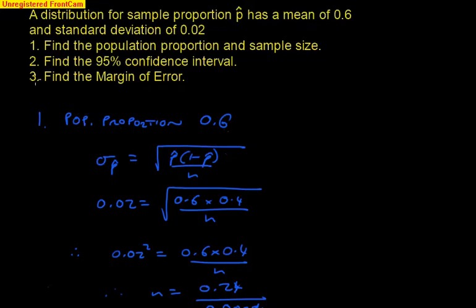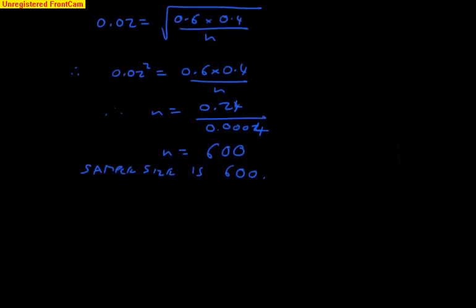Hello again. I've just done question 1. I'm now on to question 2 of this sample proportion question, which is to find the 95% confidence interval. So let me just scroll down the page a little bit, give myself some room to do that. So I'm now doing question 2, the 95% confidence interval. Well, we fortunately can work that out.